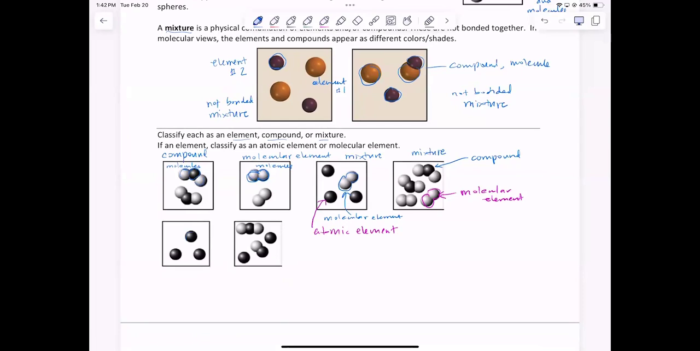This box down here, we have individual atoms. So this is one type of element because they're all the same color. And this is individual atoms, which makes it an atomic element. All right, we have the same atomic element here, individual atoms. And there's also, this is a compound when you have two colors or two different atoms bonded together. And then this is a different compound. This is two different atoms bonded together, two colors, making this another mixture.